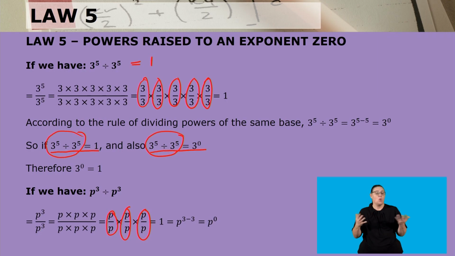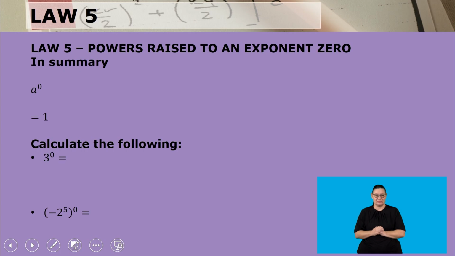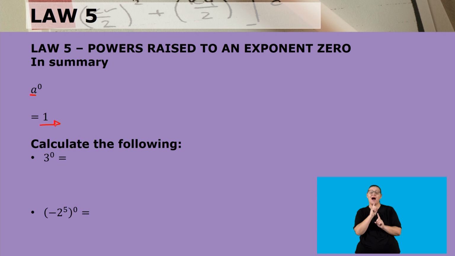Now, where does that 1 come from? If we go back to that second law of exponents, then we know that if the base is the same, then we are going to subtract the exponents. So that is exactly what we did there, and we had p exponent 3 minus 3, which is p exponent 0. But as we can see, according to our equation there, our p exponent 0 is equal to 1. So in summary, when we are talking about powers raised to an exponent 0, we can say that if a number is raised to an exponent 0, then the answer is 1.